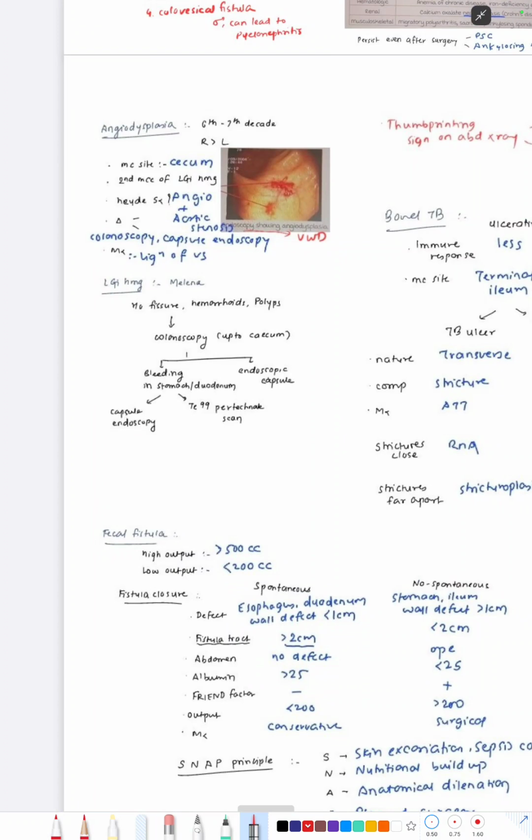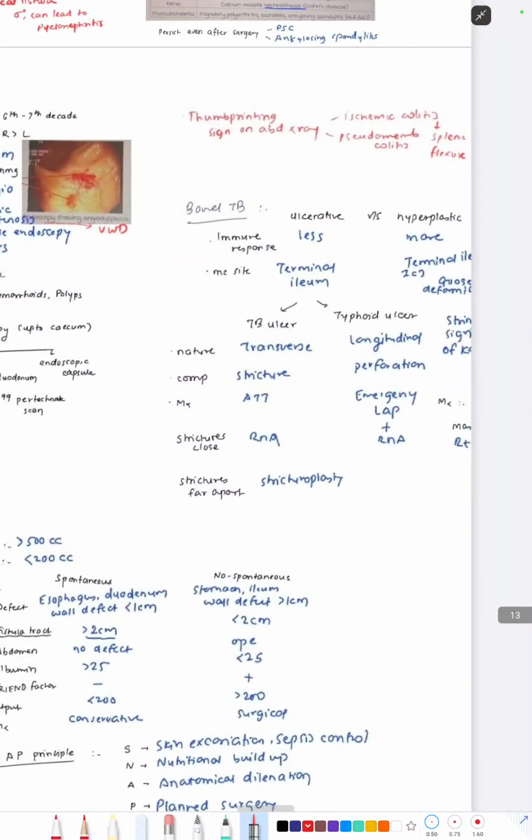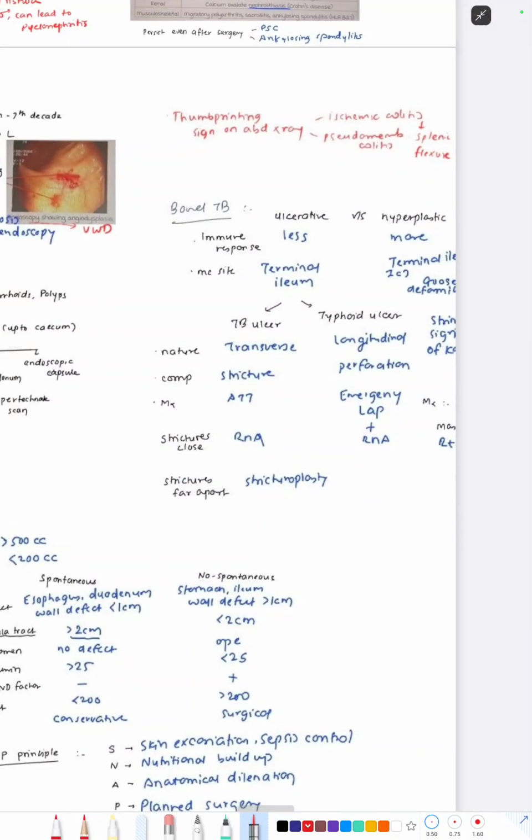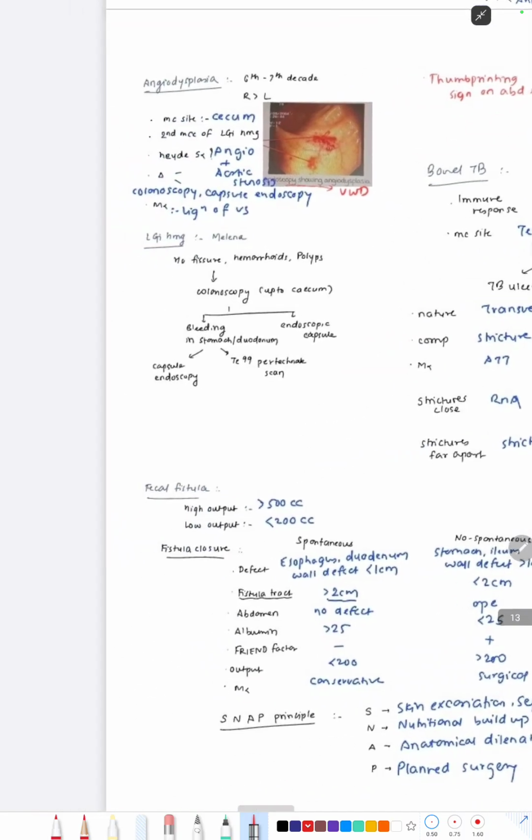Lower GI hemorrhage in the young: there's a risk of fissure, hemorrhoid, or polyps. Colonoscopy up to the cecum can be done. Bleeding in stomach or duodenum, capsule endoscopy, technetium-99 scan, and endoscopy. Then the thumb printing sign on abdominal X-ray is seen in ischemic colitis or pseudomembranous colitis. Ischemic colitis is more common in the splenic flexure.